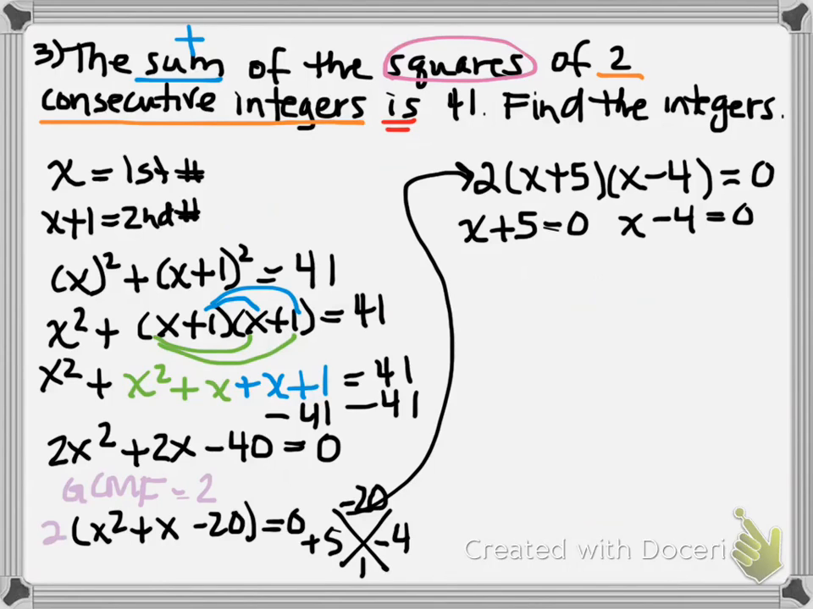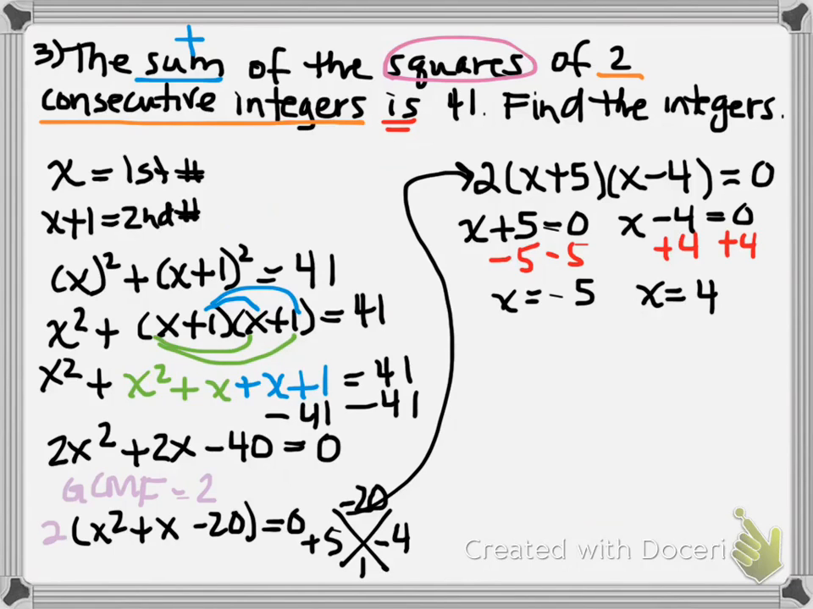So then I go ahead and solve. I'm going to subtract 5 from both sides on this one, add 4 to both sides on this one, and I get x equals negative 5, and I get x equals positive 4. So I look back at the problem and see if there's anything that deals with signs. And it doesn't say anything, it just says consecutive integers. So what I'm going to have to do is I have 2 sets of correct answers.